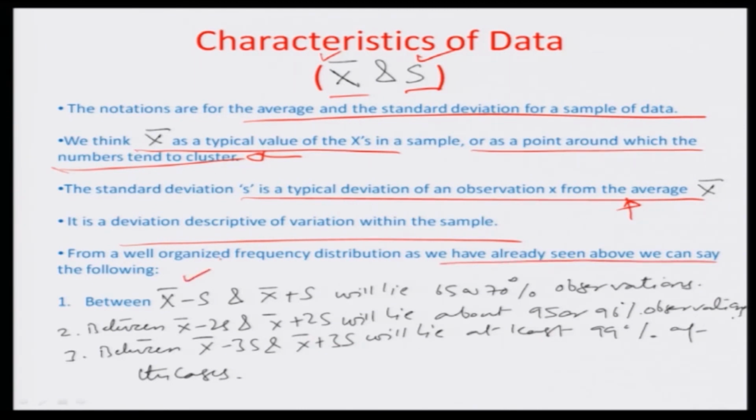Between X bar minus S and X bar plus S, there will be about 65 to 70% of observations. Between the mean plus minus 2 sigma limits, or 2S limits, will lie about 95 to 96% of observations, and between mean plus minus 3 sigma limits there will lie at least about 99% of the observations. This is typically how a normal distribution behaves, and all the processes, as I think I have illustrated many times earlier, typically follow a normal distribution, whether they are production processes, etc.